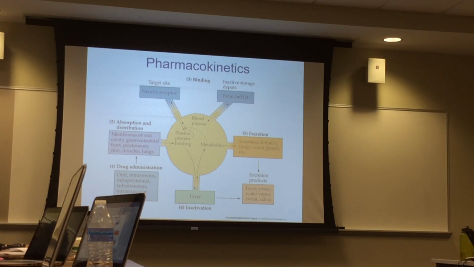Okay? Then when the drug is metabolized, it gets excreted. Excretion could take part in the intestine through the bile, or in the kidney through the urine, or the lung through the expired air, or sweat glands, and multiple routes of excretion.